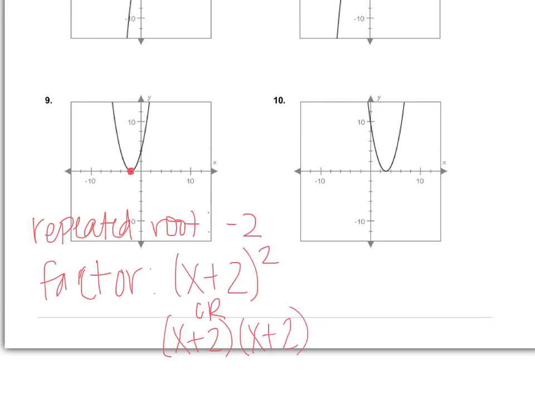Number 10 would work the exact same way. My root here is +3, so my factor is x minus 3 squared.